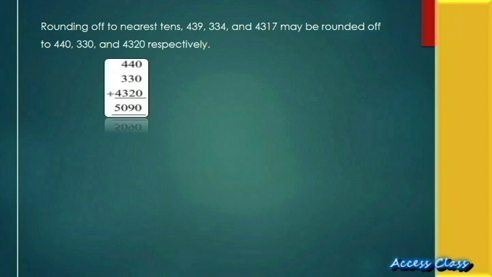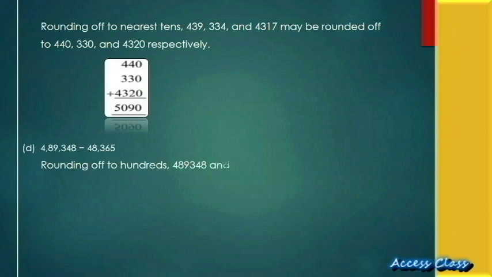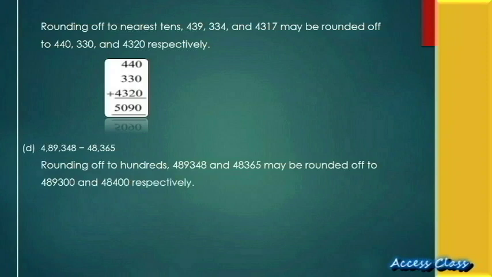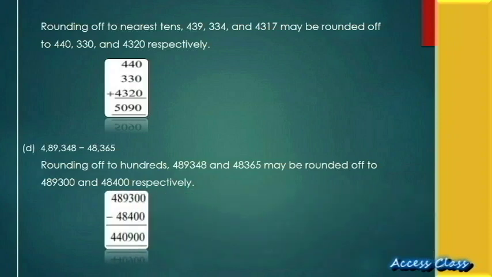Okay, next. D part. Rounding off to hundreds, 4,89,348 and 48,365, you will get 4,89,300 and here 48,400. Let's see next. When you subtract, what will you get? 4,40,900.